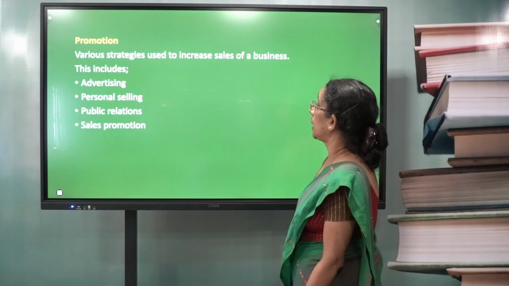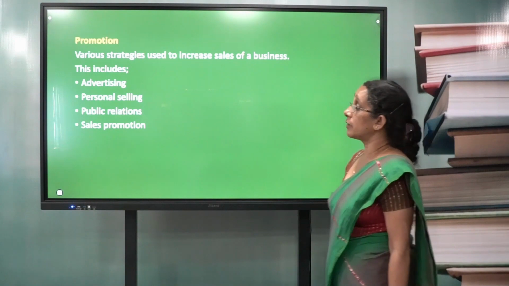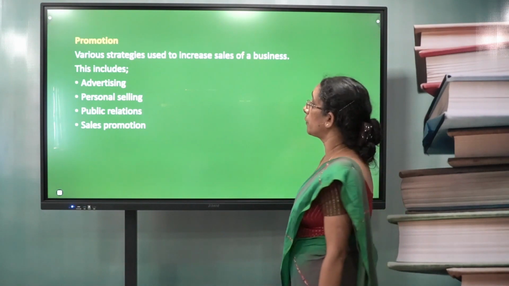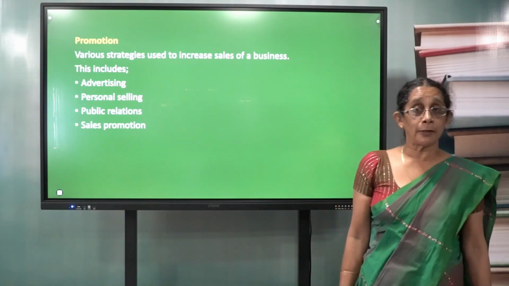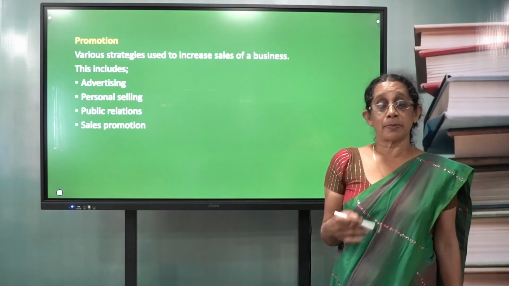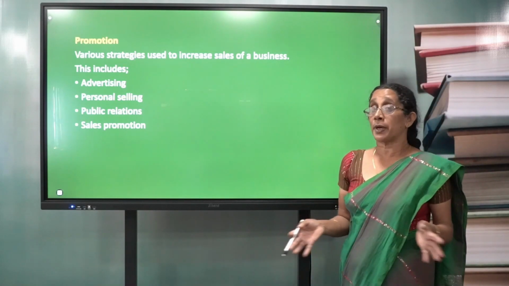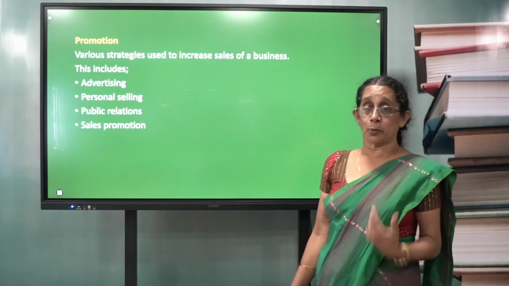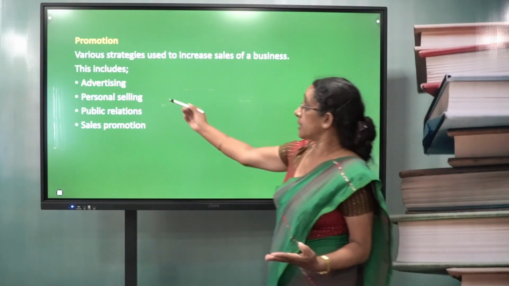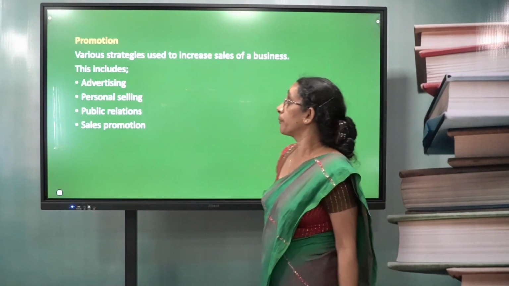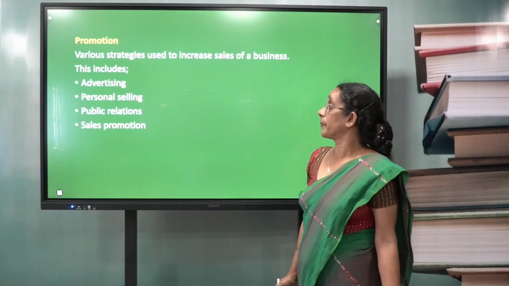Therefore, promotion is various strategies used to increase sales of a business. They can adopt various methods. Some of them can be advertising. Advertising, you may have seen that sometimes over the television, even in newspapers, various products are advertised. Various soap, toothpaste, milk powder, like that. Those things are advertising, and through advertising, the whole people are addressed.